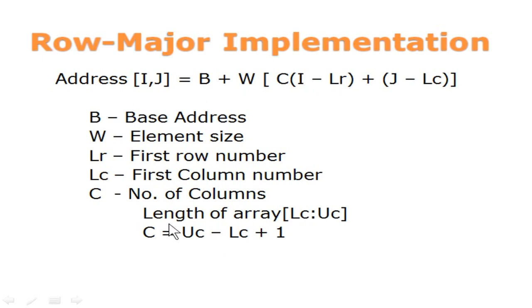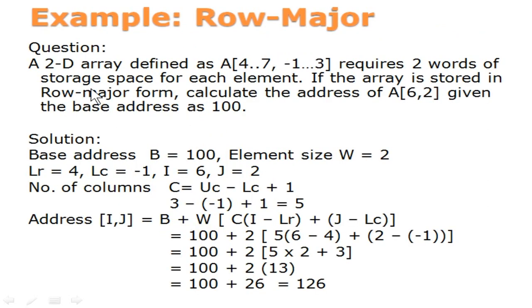Okay. Then in some cases you may see a range of values. So you will be given a low and a high value, that is, the first row number and the last row number, and the lower column and upper column. In that case, you can write the number of columns as upper column minus lower column plus 1, that is UC minus LC plus 1. We will be discussing it, and that will be the number of columns. So you are going to see one question to explain this.